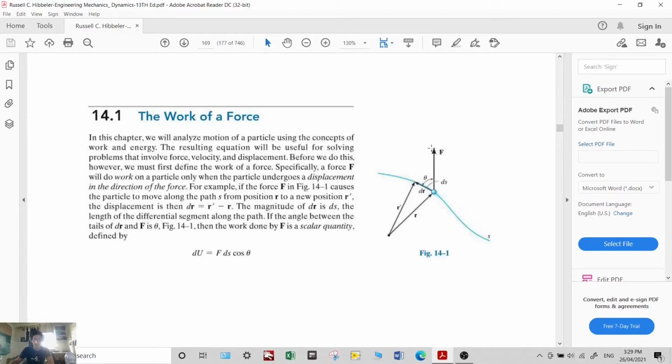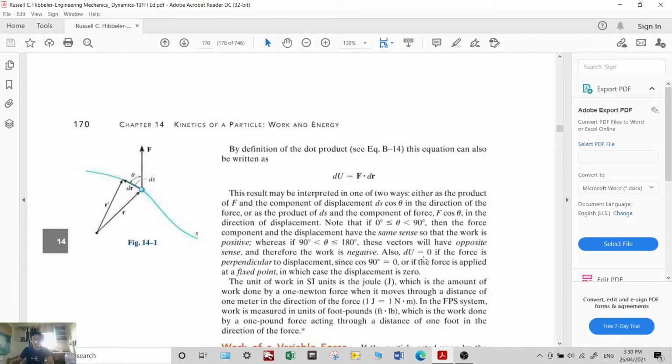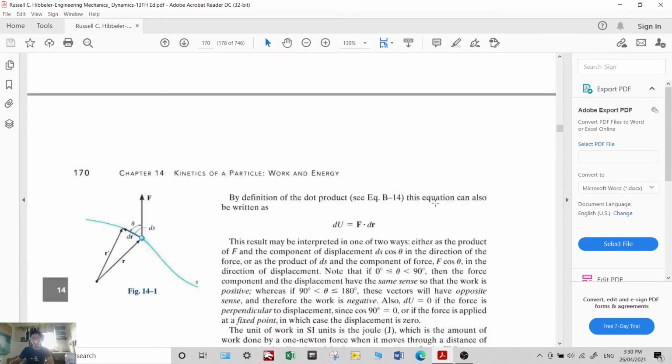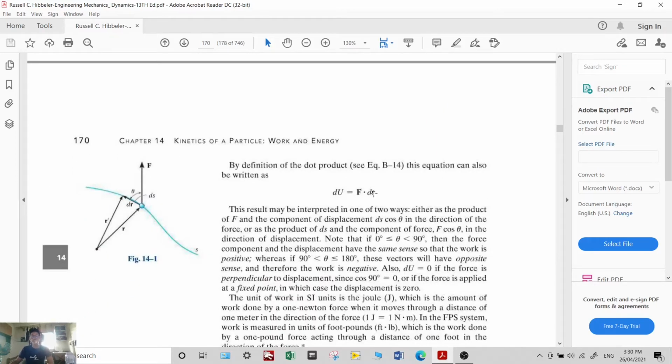Okay, so what this means is, since this is F, and this is ds, we only get the component of ds that is aligned with F. So we can actually write this in vectorial notation as dU is just equal to F dot dr. So the meaning of that product is it will only give you a value when the force and the displacement are in the same direction.